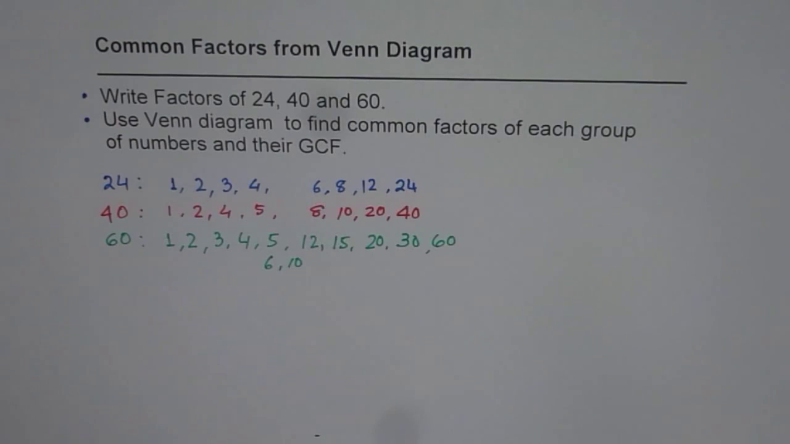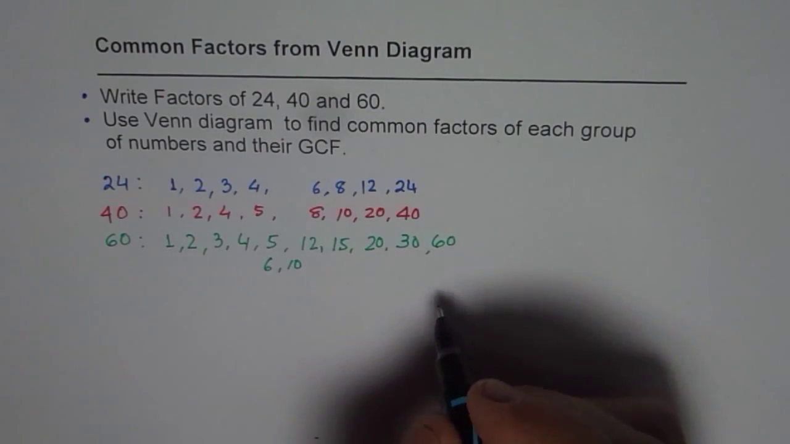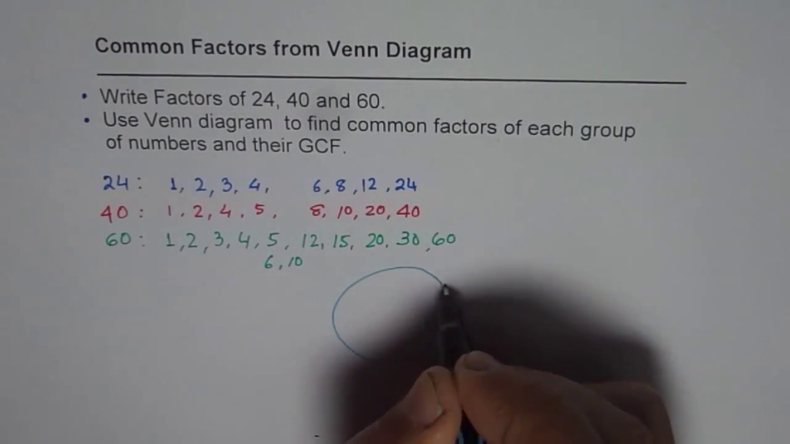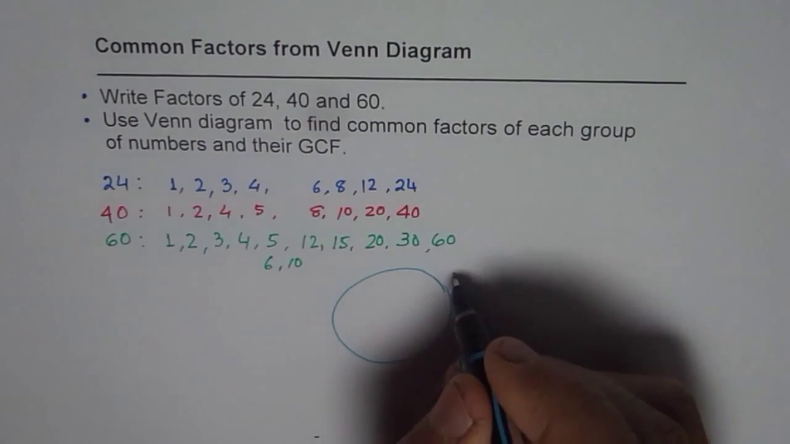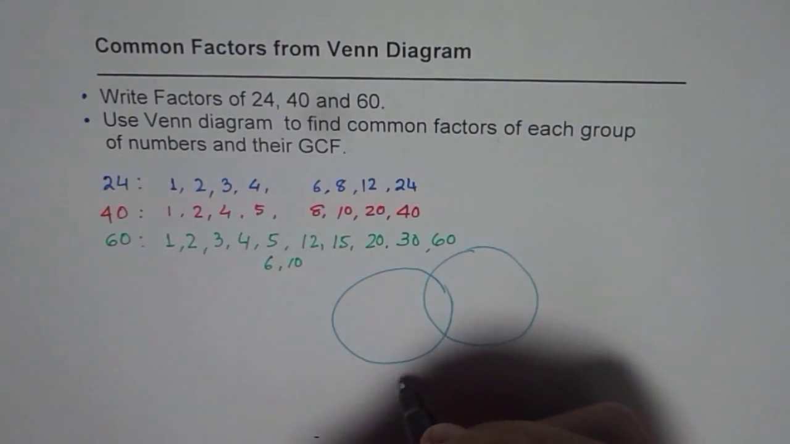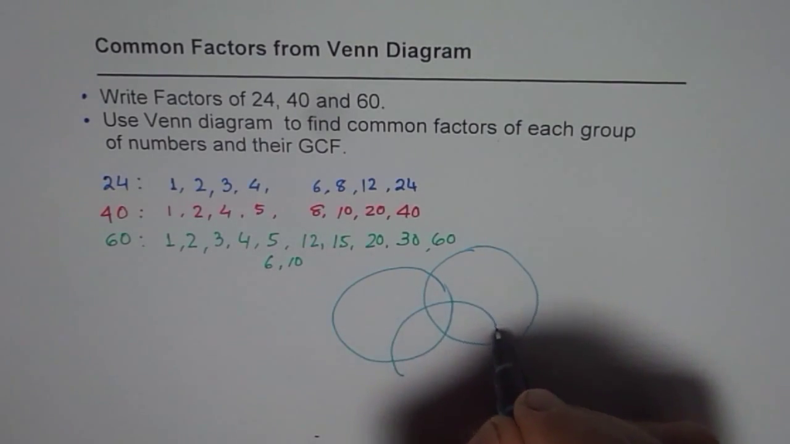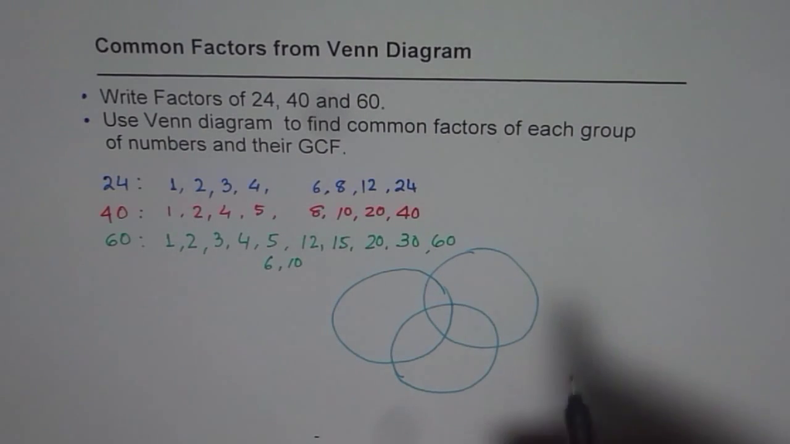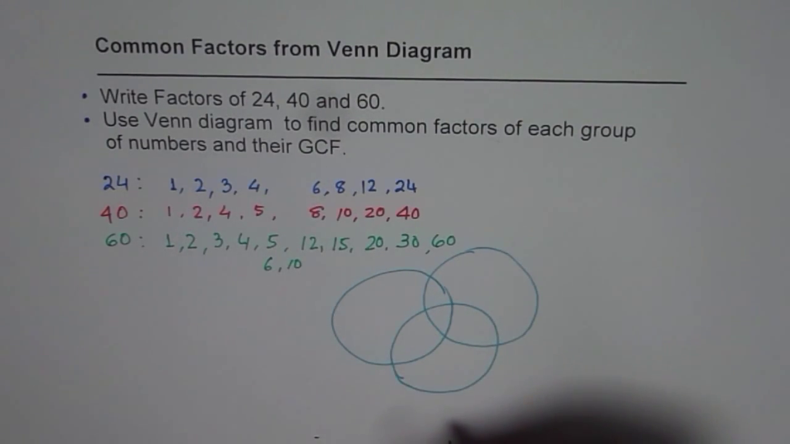Now we need to sketch a Venn diagram. How to sketch one when we have 3 different numbers? Well, here is how you can do it. So we will make 3 circles, one, then we'll make one for the other number, and then we will make one for the third number. So 3 circles can intersect as shown. Now in these circles, let us write down the factors for each number.